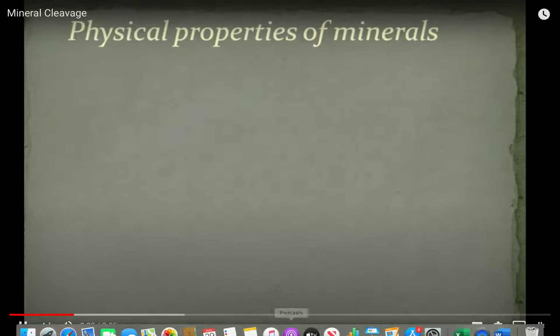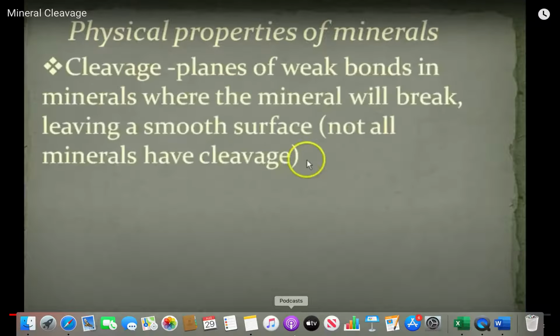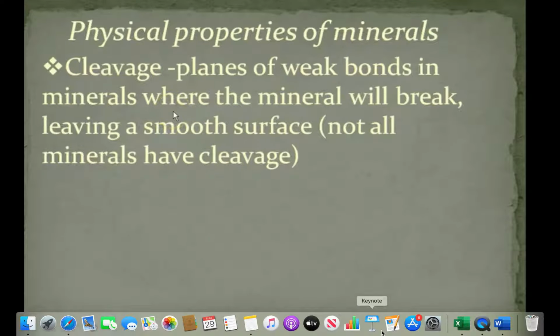So first and foremost, what cleavage is in terms of minerals, it's basically locations or planes of weak bonds in which the minerals will break in a predictable manner. Now, there's going to be all kinds of different systems out there that geologists and other scientists use to rate to what degree the mineral will display cleavage. However, we're just going to talk about yes or no. Does the mineral display cleavage or does it not?